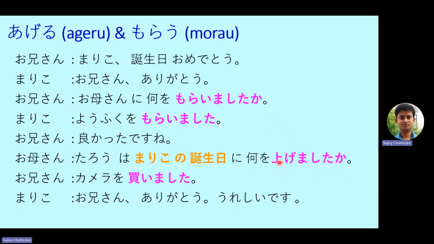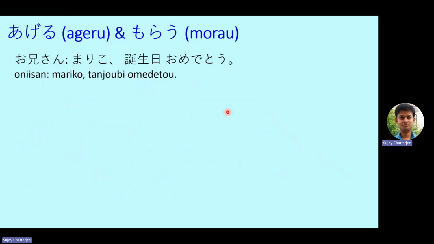So now let's understand the meaning of this conversation. So we have both agemashita and moraimashita. So let's see what are these. So the first line is Oni-san. Oni-san says, Mariko, tanjobi omedeto. That means happy birthday. Mariko is his younger sister, and since it is written as Onisan, which means elder brother, he is the elder brother to Mariko. That means it's the birthday of the little girl Mariko in the family. So Onisan congratulates her for her birthday.